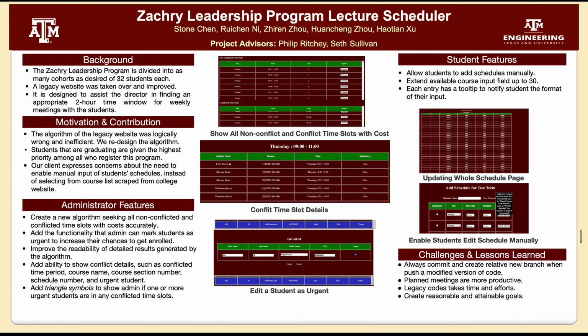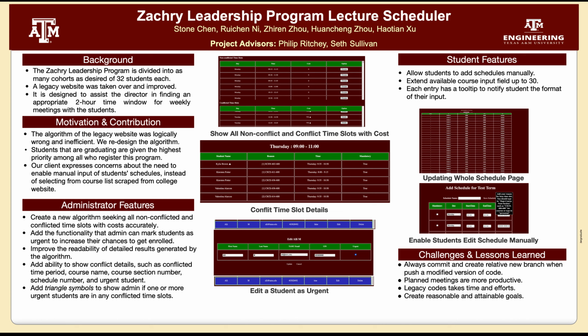Since a class that ends after 5 p.m. is not desirable to students or professors, the cost of time slots later than 3 p.m. will increase exponentially. Once students finish adding their schedules, the admin can start running the algorithm and find an appropriate time slot that fits all students.